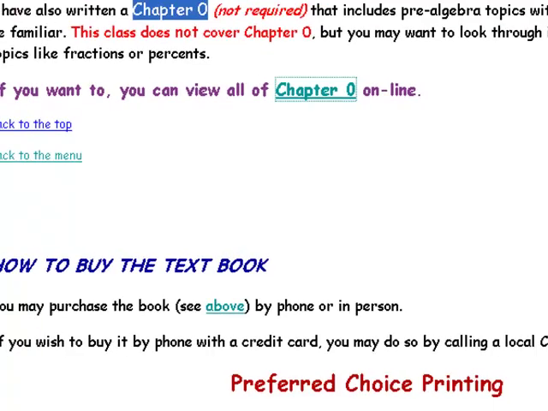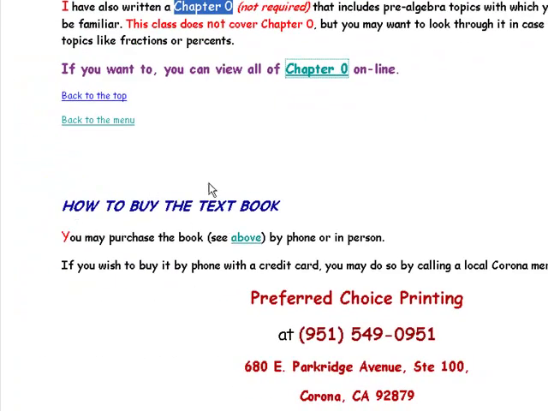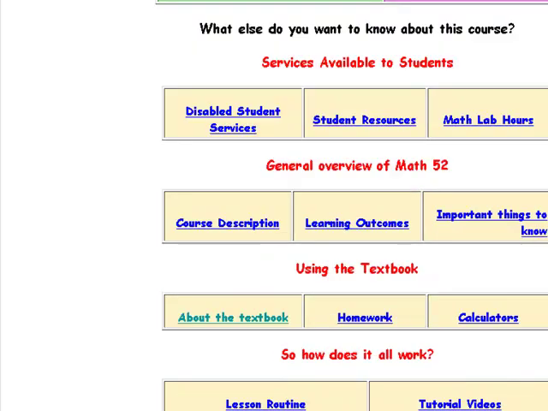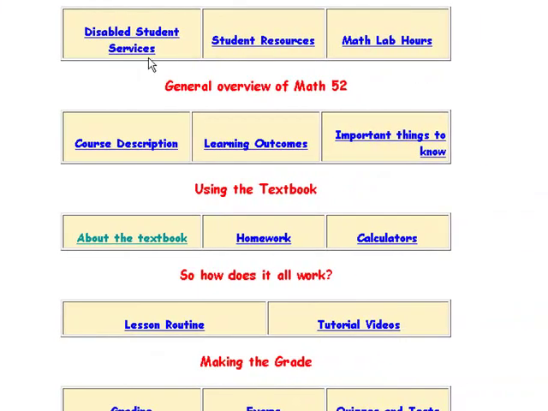All right, let's see. I've already talked about how to buy the textbook, so let's go back to the menu. Again, if you need to click on Disabled Student Services and find out what they have, I recommend that link. Student Resources, again, talks about tutorial. Course description tells you the kinds of things that we'll be discussing in the class or learning in the class. Same thing for learning outcomes. What's this, important things to know? Let's look at that.